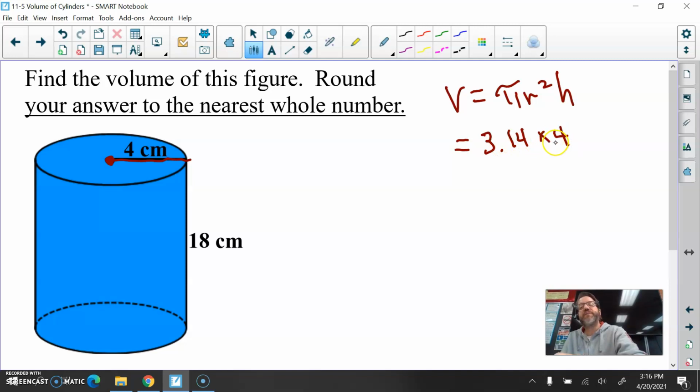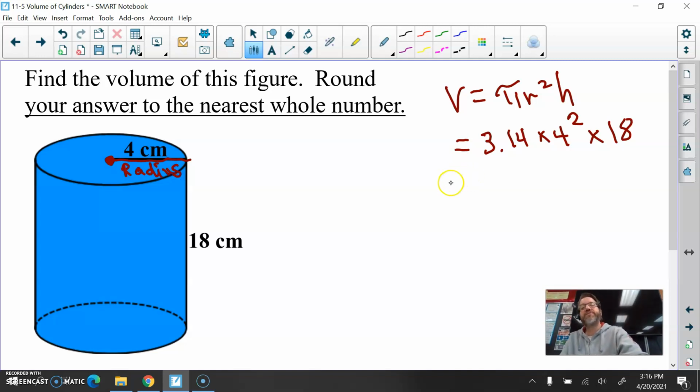So 3.14 times 4 squared times the height of this cylinder, which is 18 centimeters. Okay, now you want to be careful not to cut the 4 in half. Okay, we don't cut it in half because this already is the radius. So we just use that 4, that is your radius.